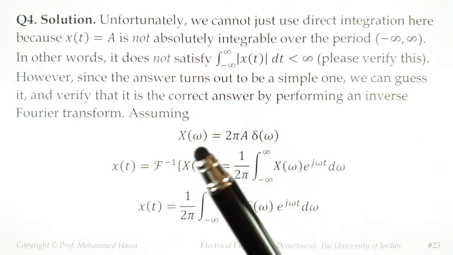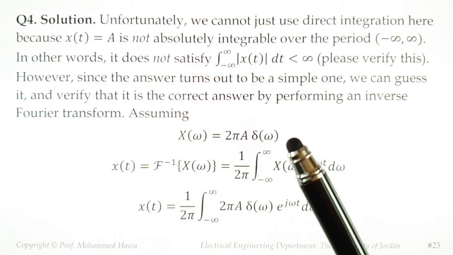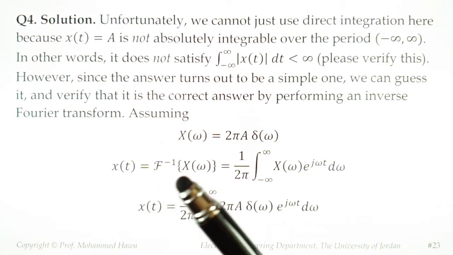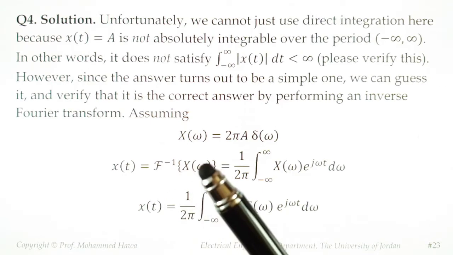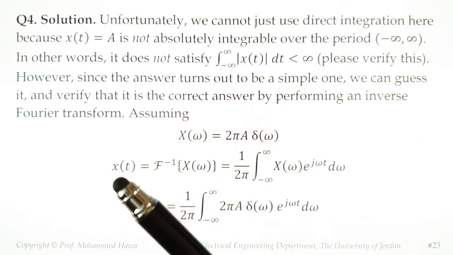So my guess is X of omega equals 2 pi times the constant a times delta of omega. Is that the Fourier transform of constant a? Let's verify it by calculating the Fourier inverse of X of omega. If my guess is correct, this Fourier inverse will give me x of t back.